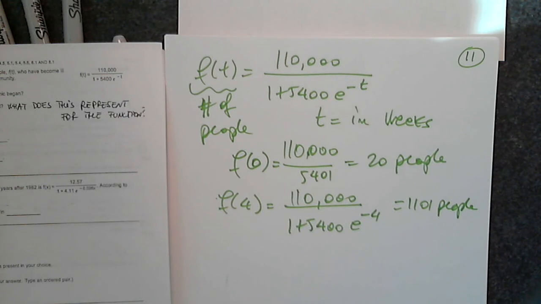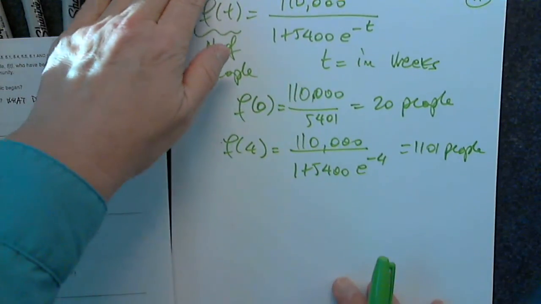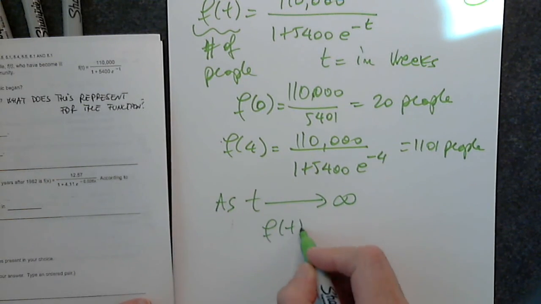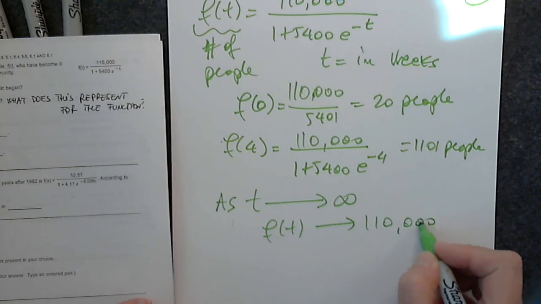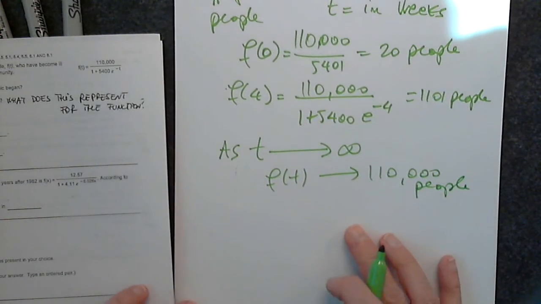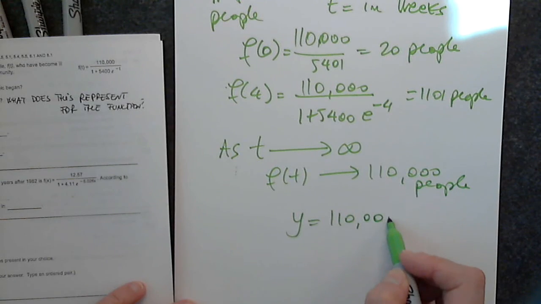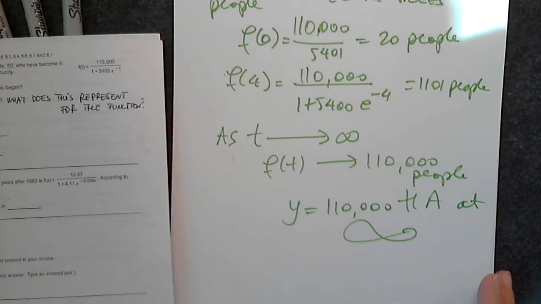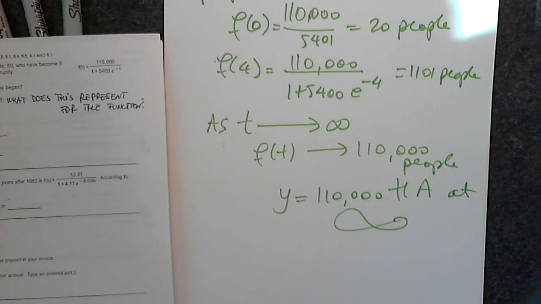What does that mean? That the population goes closer and closer to 110,000. What does this mean for the function? Horizontal asymptote, thank you. So we'll say, as t approaches infinity, the number of people cannot exceed 110,000. So then y equals 110,000 is a horizontal asymptote at infinity. We will continue on.